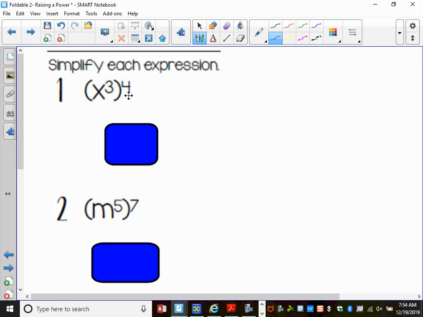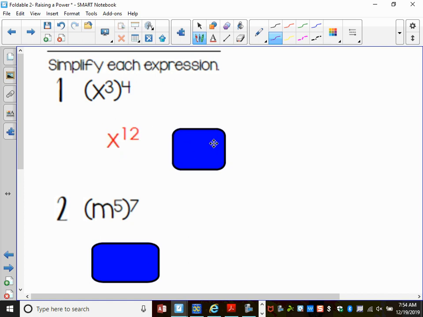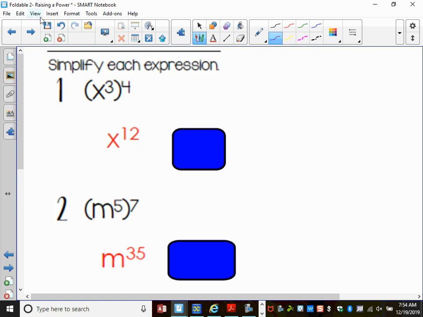So here's a power to a power, so we'll just apply the rule. We'll multiply 3 times 4, x to the 12th power. Number 2, power to a power, multiply, m to the 35th.